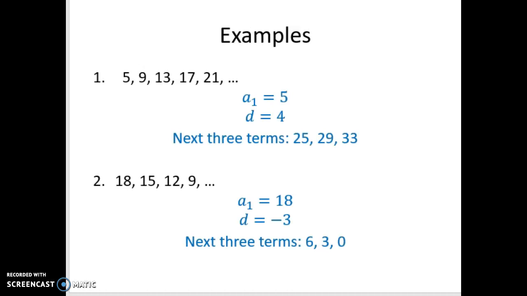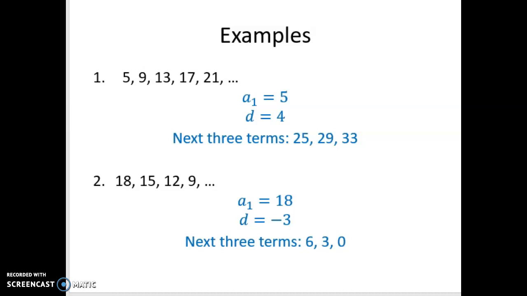Here are two examples. The first example, this sequence is 5, 9, 13, 17, 21, and so forth. So in this case, a sub 1, the first term, is 5. The common difference is the number that is being added to get from any term to the very next term in the sequence. And you have to be adding the same thing over and over again in order for it to be considered an arithmetic sequence. So here, to get from any term to the next, we are adding 4 every single time. So d, the common difference, is 4. And if we wanted to continue this pattern, we would continue adding 4. The next 3 terms in this sequence would be 25, 29, 33, and that could keep going.